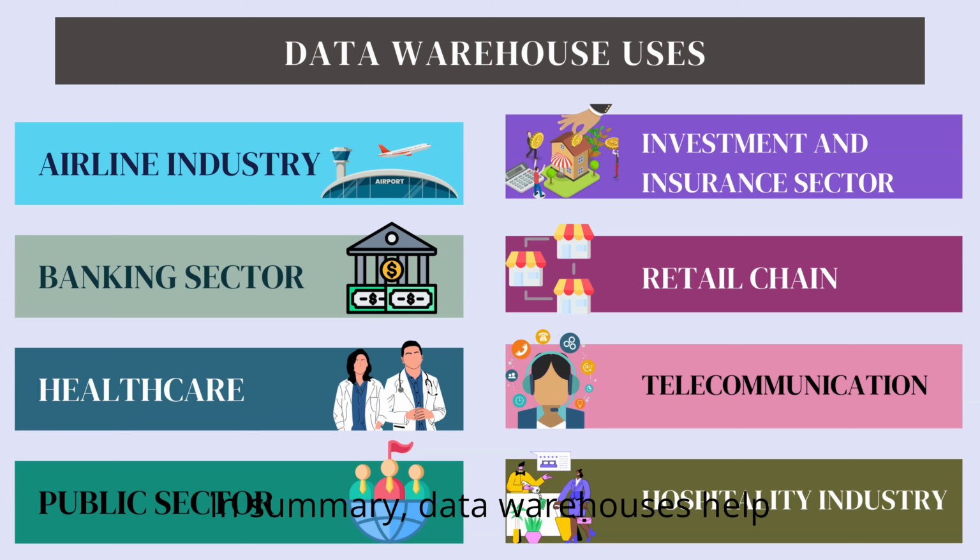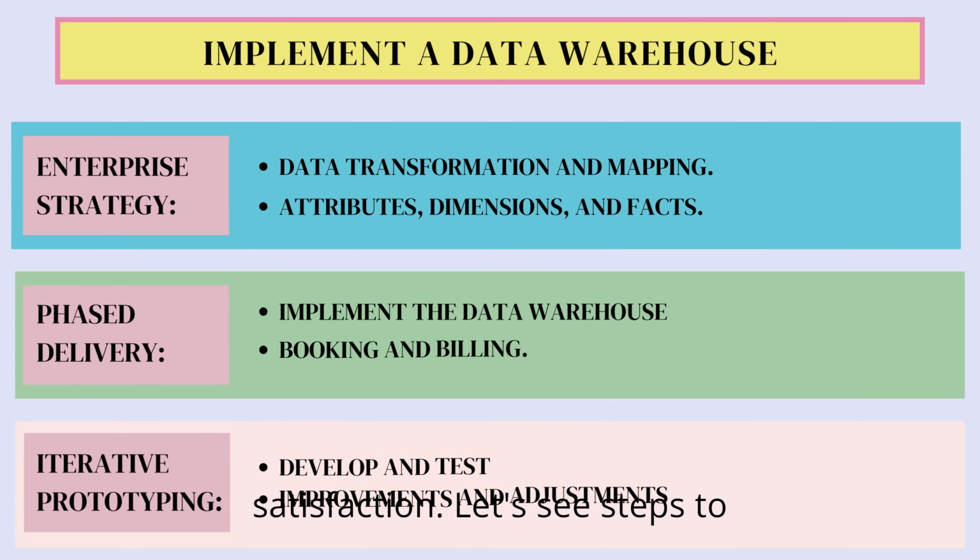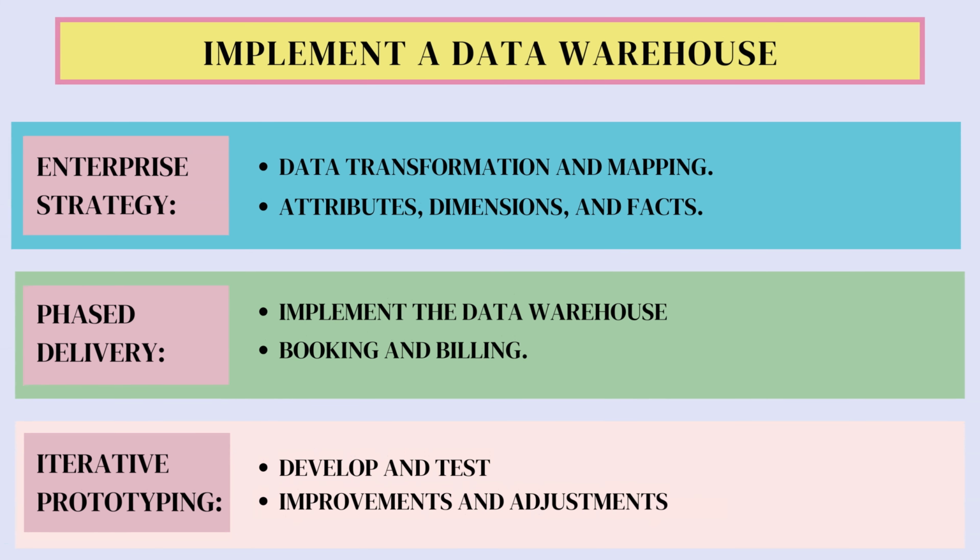In summary, data warehouses help organizations in various industries manage, analyze, and use their data effectively to improve operations, make informed decisions, and enhance customer satisfaction. Let's see the steps to implement a data warehouse. Implementing a data warehouse involves a three-pronged strategy.